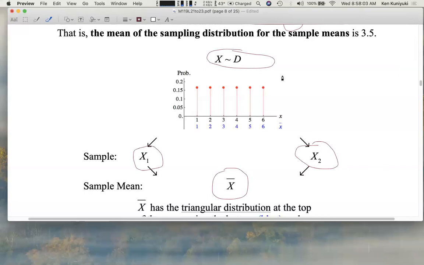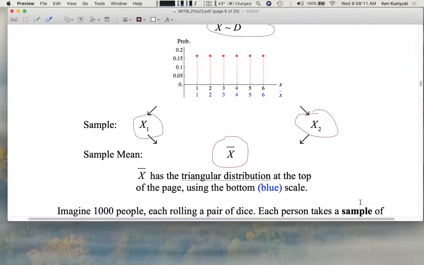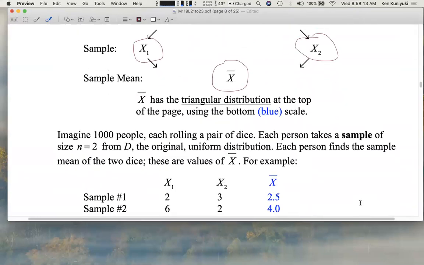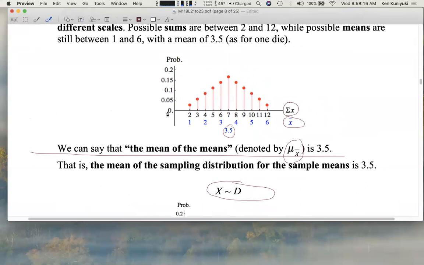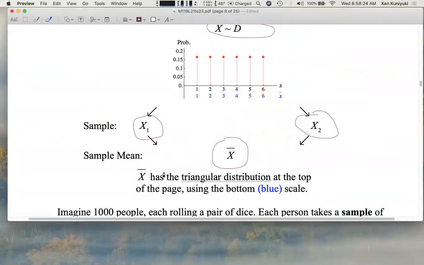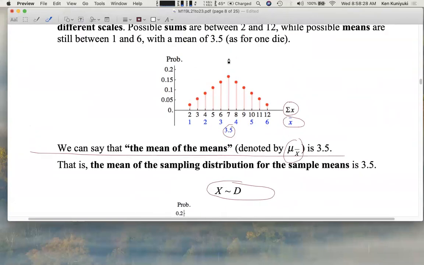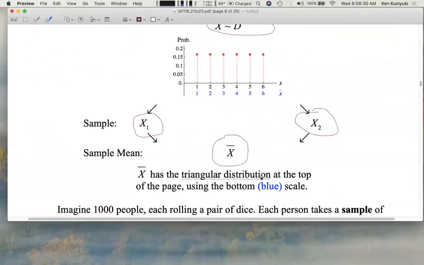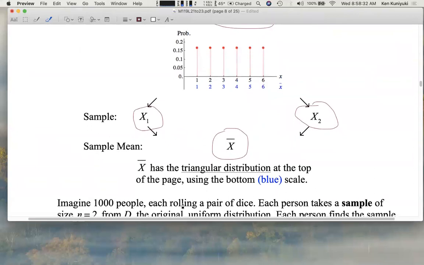Now, even though x has D, this flat distribution, as its Big Daddy distribution, the distribution for x bar is not flat. It's triangular. It was this over here, using this blue scale as the scale for x bar, the sample means. Again, x bar has a triangular distribution, using the bottom scale, the blue scale.